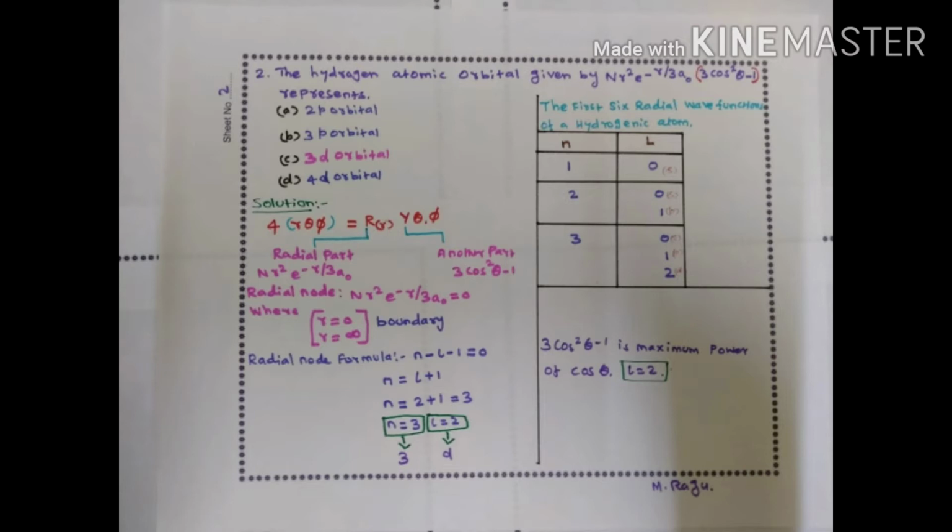3 cos square theta minus 1 has the maximum power of cos theta as 2, where L is equal to 2.